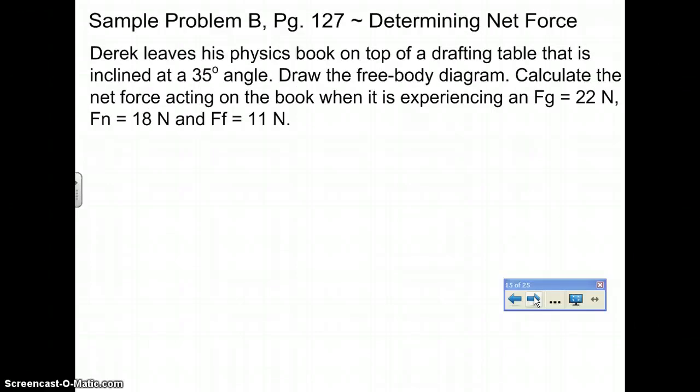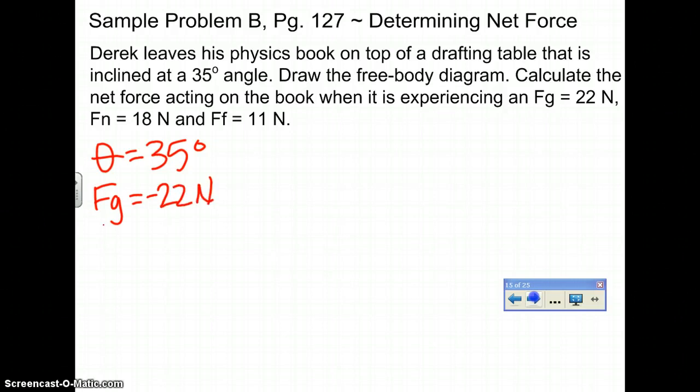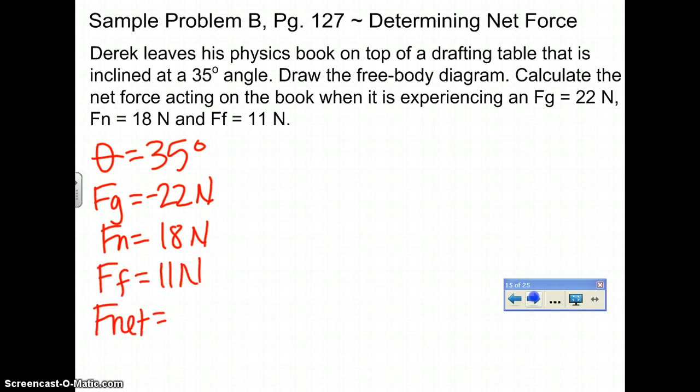Derek leaves his physics book on top of his drafting table that's inclined at 35 degrees. Draw the free body diagram and calculate the net force on the book when it experiences an F of G of 22 newtons, an F of N of 18 newtons, and a frictional force of 11 newtons. You want to know what F net equals in newtons.